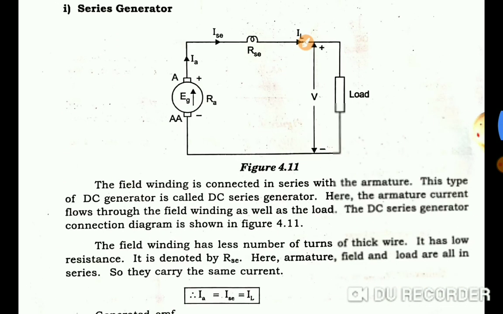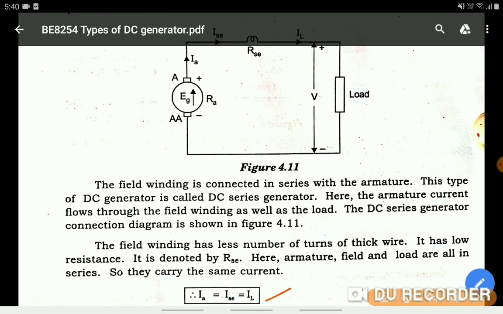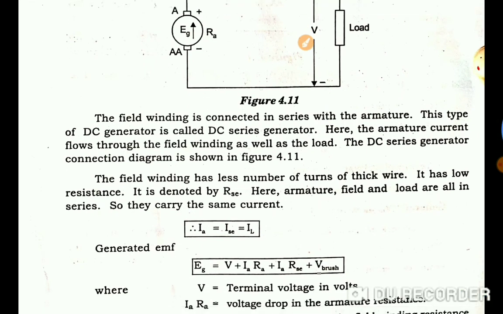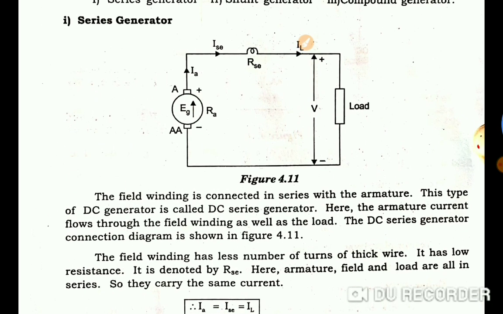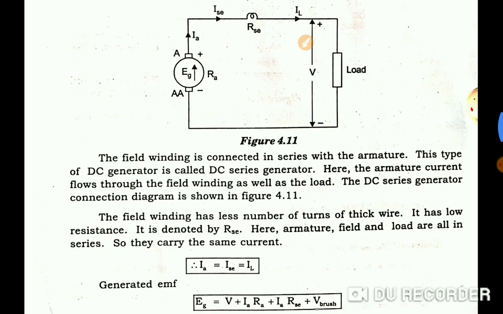That is what is given here: IA equal to ISE equal to IL. Then we need to find the generated EMF. In the last video we found that EG equals potential rise equals potential drop. Here also we need to adopt the same Kirchhoff's voltage law.